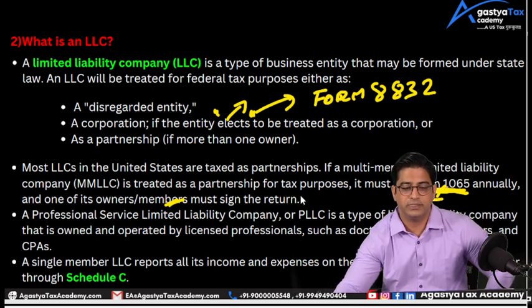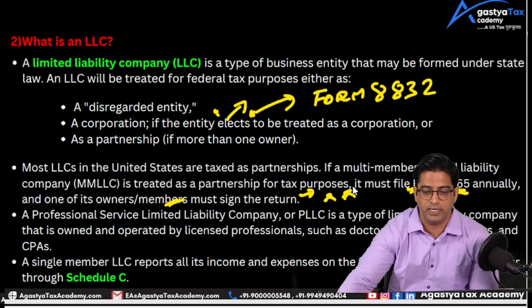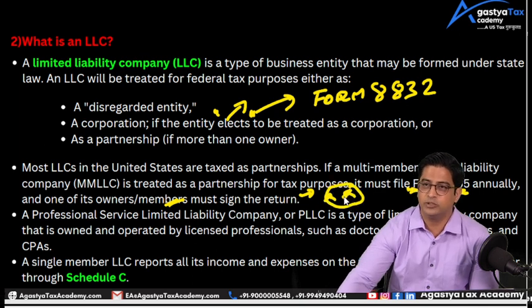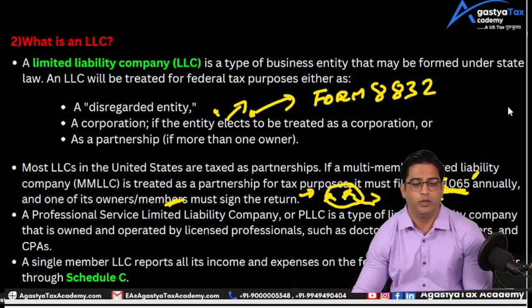So if you are filing as a 1065, what is a partnership? More than one partner. If two friends have joined, then more than one member is there in a business entity, it is called a partnership. So in that partnership, one of the members has to sign that particular return annually. If you are filing as a partnership, which form will you file? Form 1065. Okay.